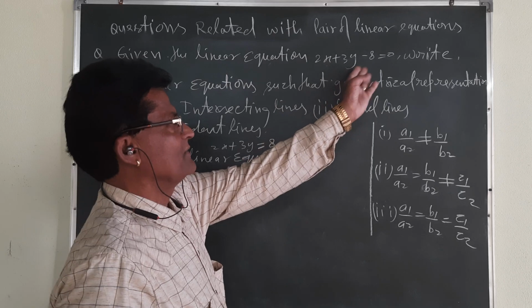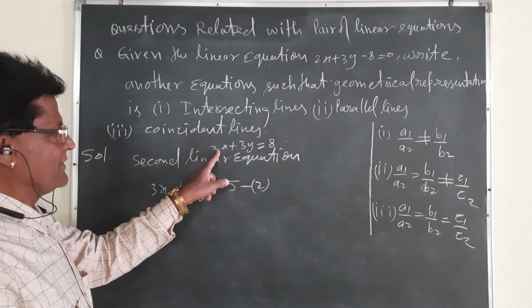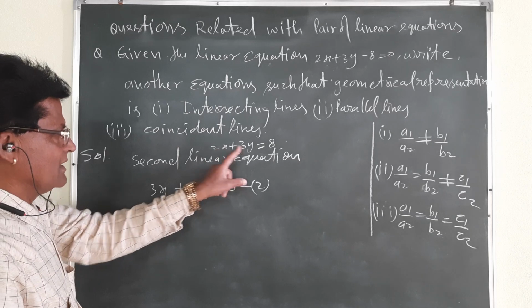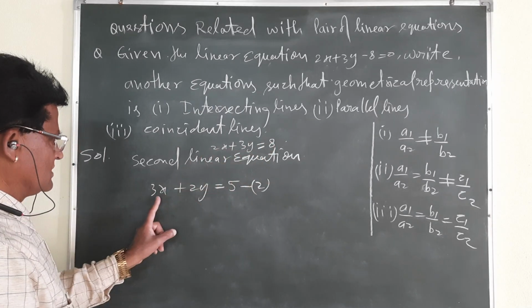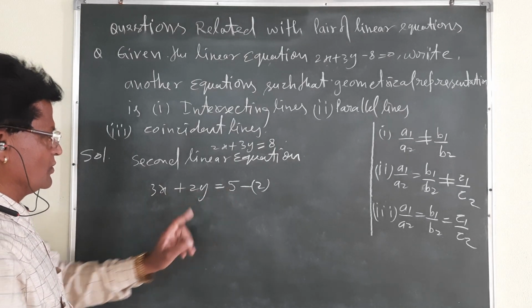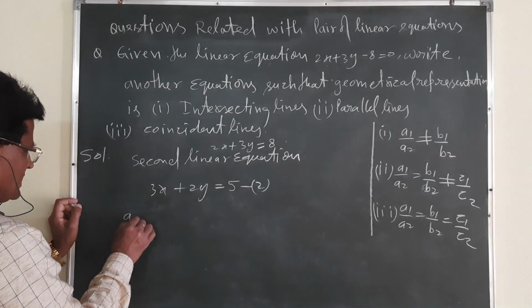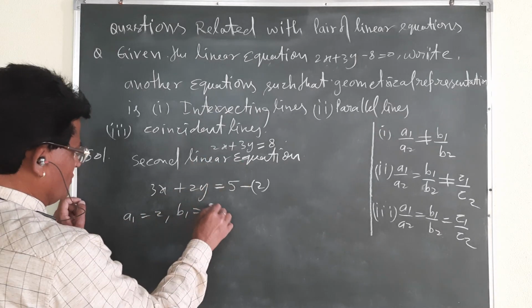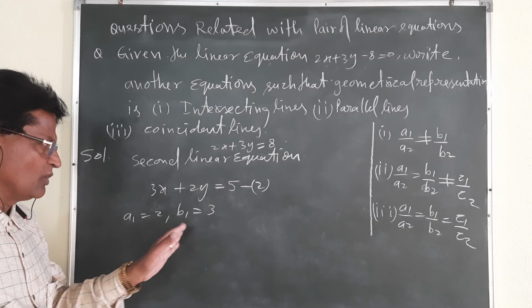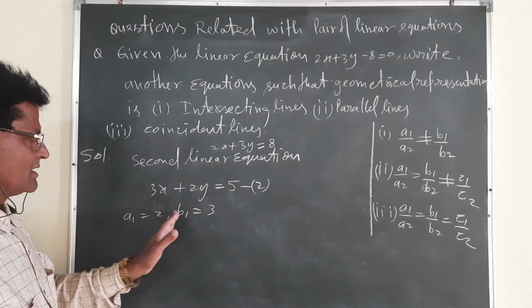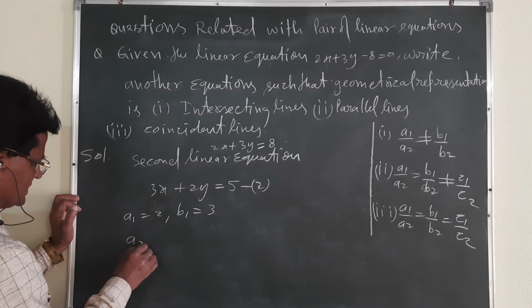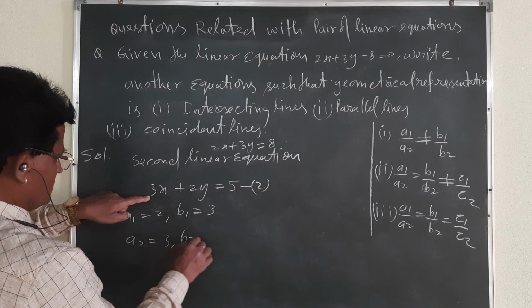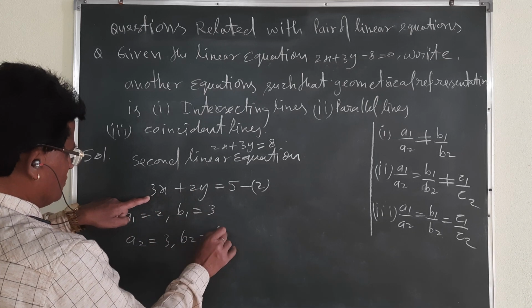Okay, this will be a1, b1, c1, and the second equation a2, b2, c2. You write a1 is equal to 2, b1 is equal to 3. We are required only the values of a1 and b1. In the second equation, a2 is 3, and b2 is equal to 2.